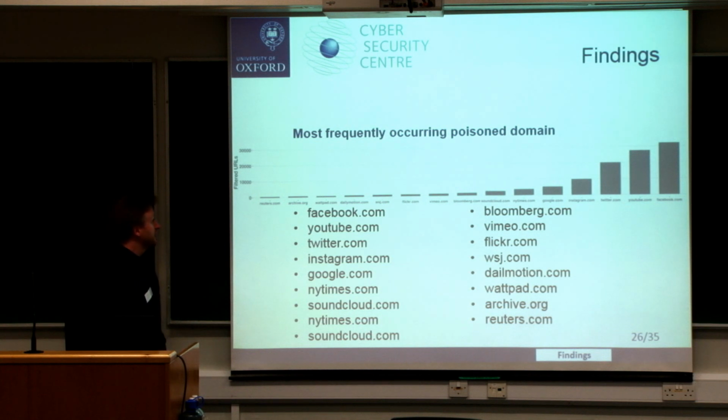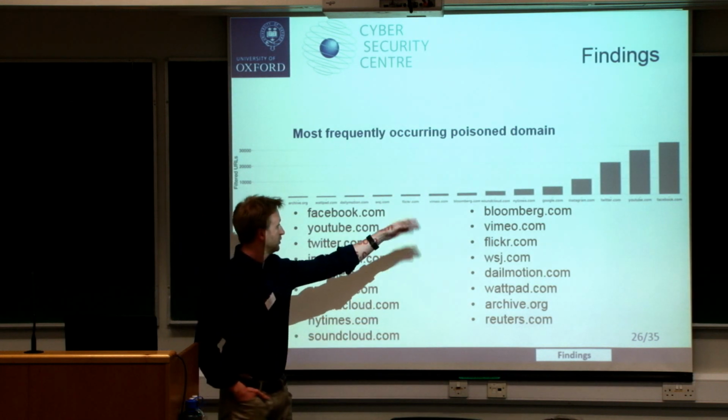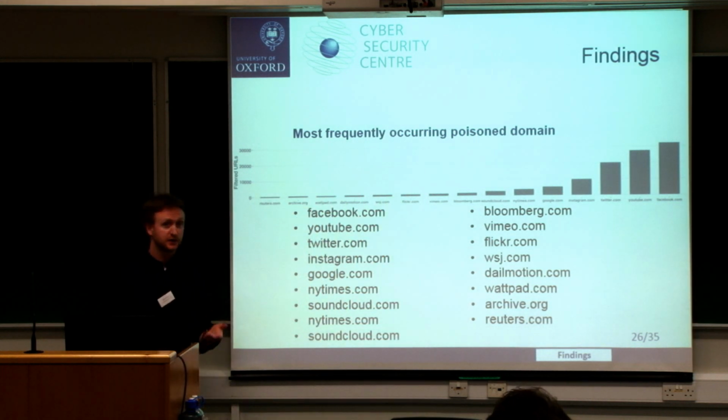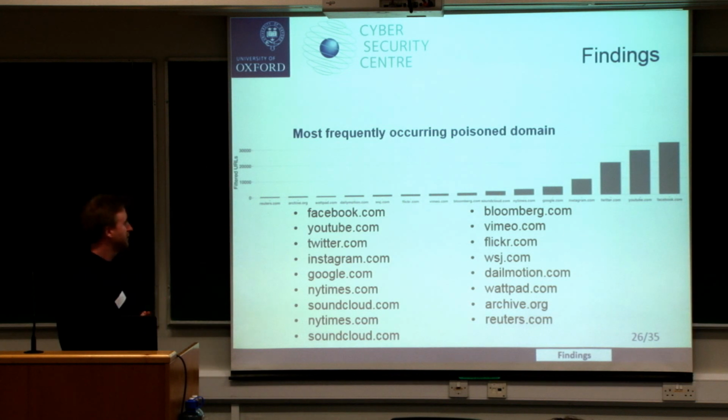So the most frequently occurring poison domains isn't really a surprise for anyone. If you work in this field, you are aware that things like Facebook, YouTube, Twitter, Instagram, Google are censored in China. There's nothing really exciting about that, and all the pre-compiled lists have this kind of thing anyway.